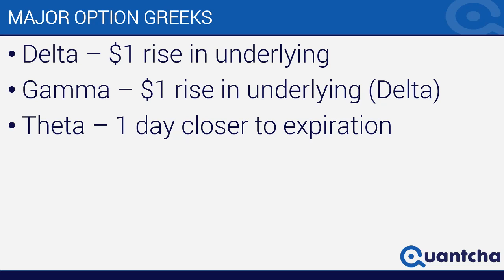Theta tells you what the option will be priced at, or what the difference in option pricing is if we were just one day closer to expiration. This is the thing that you look at, especially if you sell a lot of options. If you're big on credit spreads, then you care about theta because that's telling you how much money you're going to make and how quickly as time goes on.